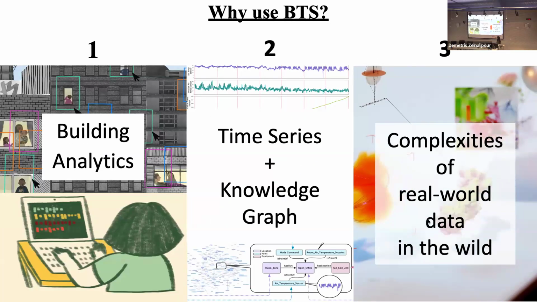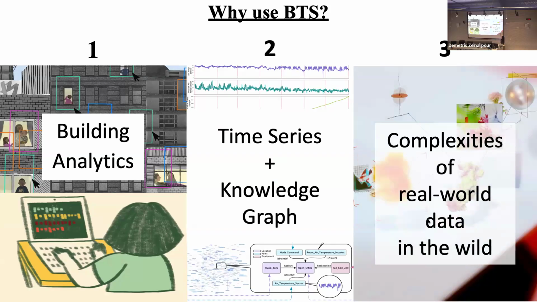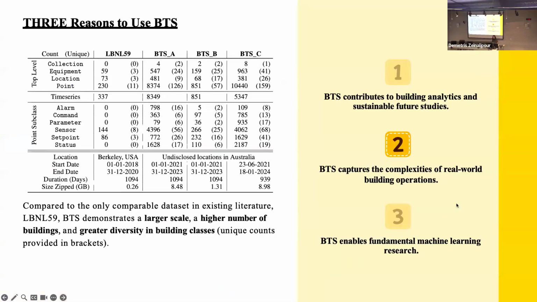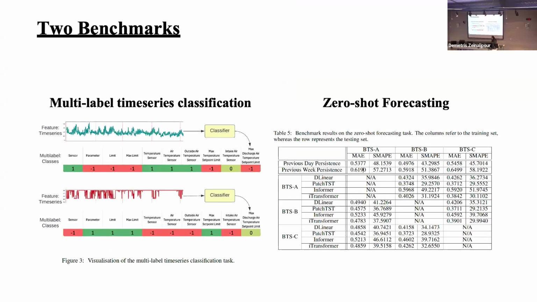You can use this if you want to do building analysis, time series classification, time series forecasting, time series imputation, whatever you like. If you are combining time series and knowledge graphs, this is a great data set that has them. It is actually quite real world. What you see is what you get, because some of them show real-world anomalies. And we have two benchmarks: multi-label time series classification and zero-shot forecasting.